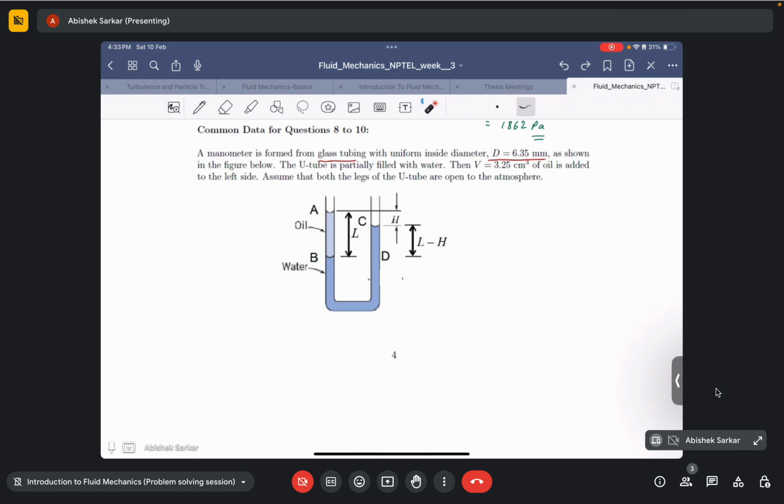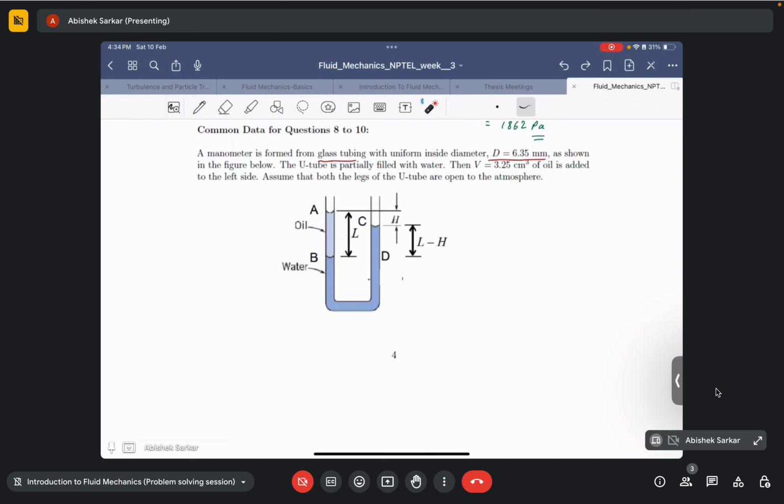Then we will look into questions. Okay, so is the question clear? The description of the problem clear? Yes, sir. So this is a manometer which has water initially, and they have added a layer of a column of oil here whose volume is V oil.